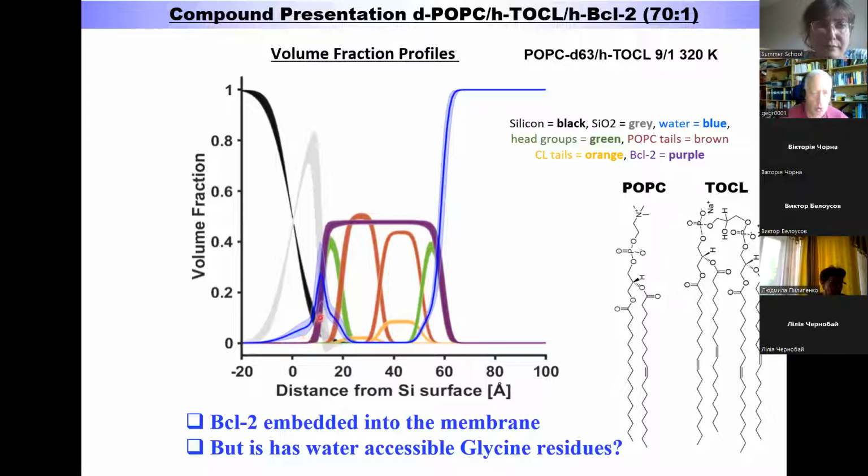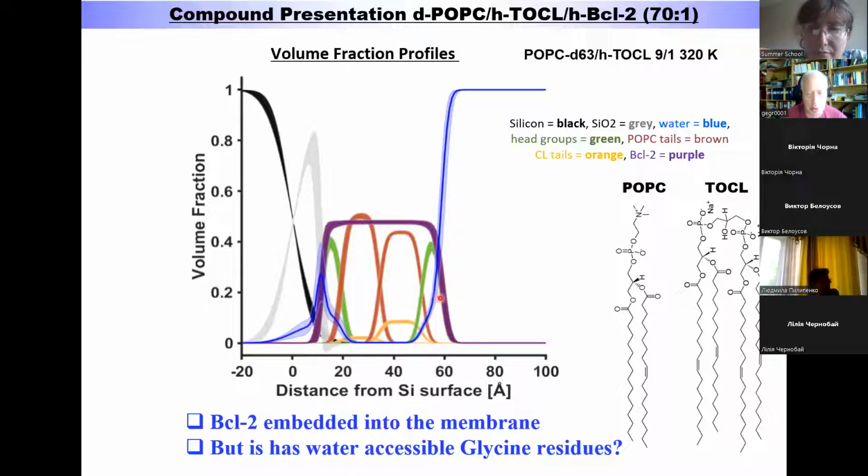With BCL2, all the density is sitting more or less in the bilayer. It is not looking out anywhere. It goes to the head group, but not more. So it is a quite embedded, inserted protein inside the membrane, not looking out much. This was very surprising, because from the earlier literature we thought it was sticking on the surface, but in our measurements, it's not. It's really sitting inside, but it has some glycine residues which are water accessible.